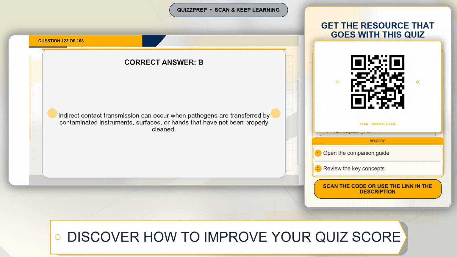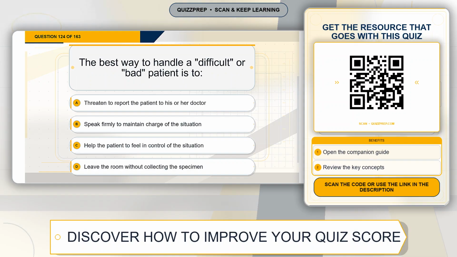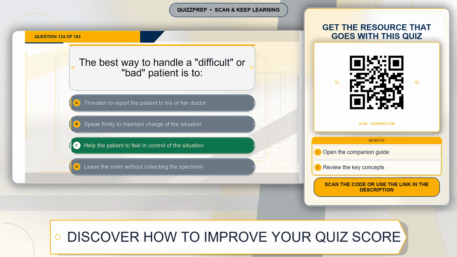Explanation. Indirect contact transmission can occur when pathogens are transferred by contaminated instruments, surfaces, or hands that have not been properly cleaned. Question 124. The best way to handle a difficult or bad patient is to: Option A, threaten to report the patient to his or her doctor. Option B, speak firmly to maintain charge of the situation. Option C, help the patient to feel in control of the situation. Option D, leave the room without collecting the specimen. The correct answer is option C, help the patient to feel in control of the situation.